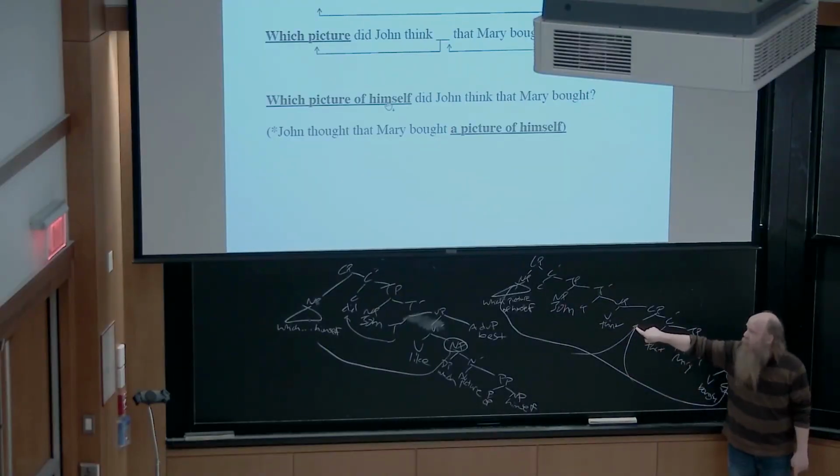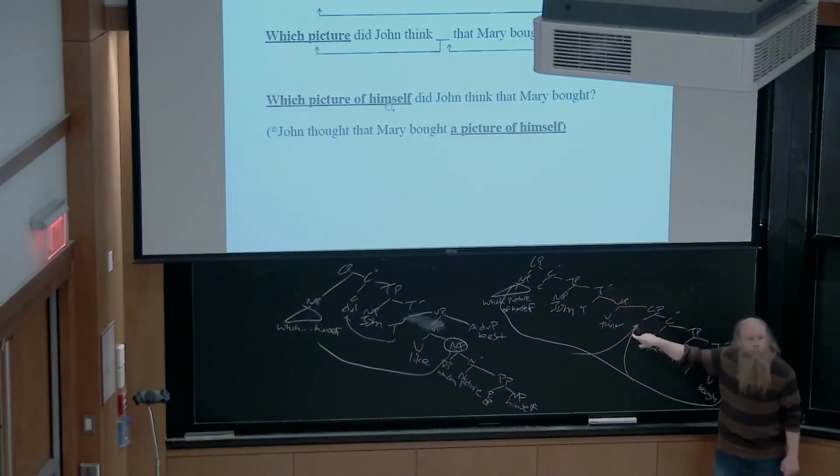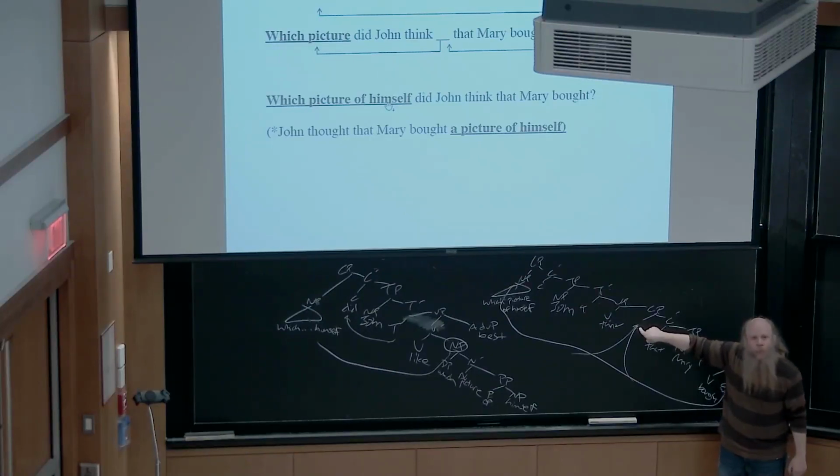well, then John c-commands himself when which picture of himself is here, right? This is inside this T-bar, John's sister. It's dominated by all the same nodes that dominate John, and it's not contained in any TP that excludes John. Remember, our conditions on how far away things can be and still bind say that anaphors need to have binders that are contained in all the TPs that contain them, that aren't excluded by any TPs.